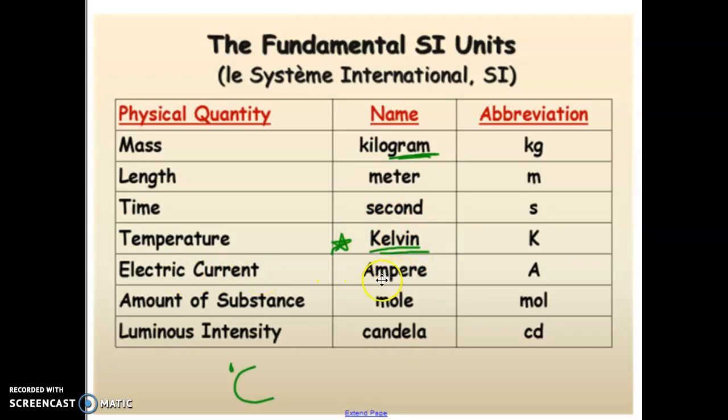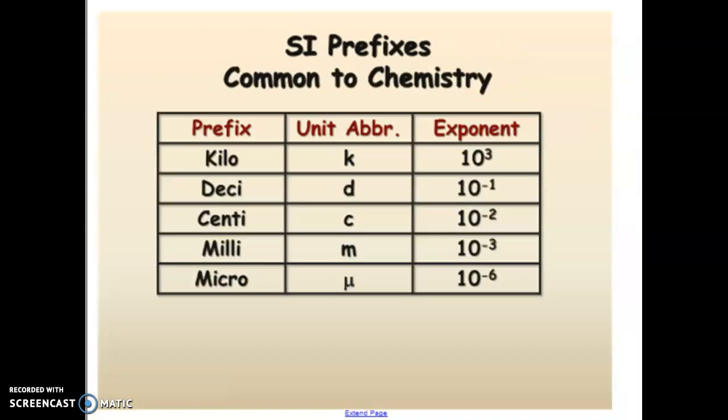Electric current is the ampere or amps. Amount of a substance is a mole. We will be learning that later on in Unit 3. Luminous intensity is a candela. So some of these we will be using, some of them not. I just wanted to give you some examples of the units that are used internationally for different quantities.